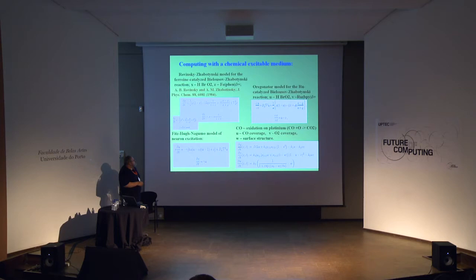Of course, this is not the only reaction. We studied the FitzHugh-Nagumo model, which is similar from a mathematical point of view. We studied oxidations on platinum, which is quite an interesting reaction that works at high temperature. And there are different models of the Bielousov-Jabotinsky reaction. For example, this one is for a reaction that is inhibited by light. I will tell about it a bit later. So if you use light, then you can kill a chemical process.